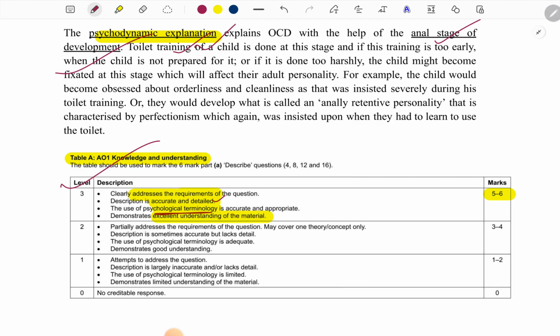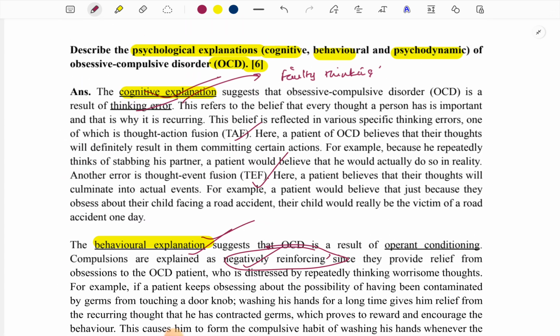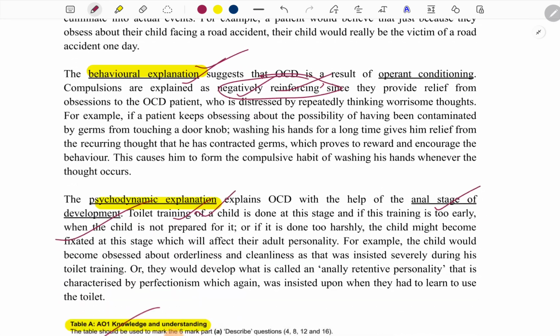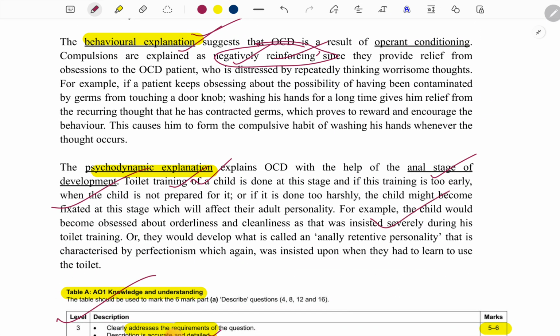Now, how do you show understanding? You give elaborations, you give explanations, you give examples. For example, here, where I've written thought action fusion, I've given an example. What is thought action fusion? A real life example. Same thing for thought event fusion. Same thing for negative reinforcement. Same thing for how someone could become fixated at the anal stage of development.